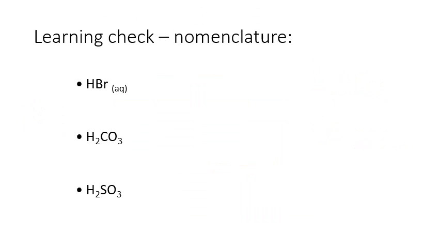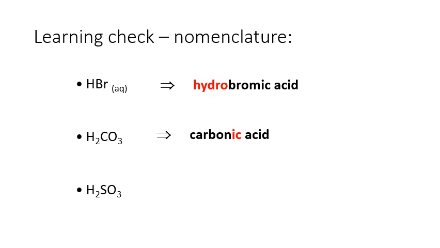Okay, so a quick learning check of that. So here are 3 different acids. Now try and name them. Okay, so the first one, it's 2 atoms, so it must be hydrobromic acid. Okay, the ic ending as well. There's 3 elements in the second one. It's going to be carbonic acid. Okay, the hydro's been dropped. We've got 3 elements in there. And here it's come from the sulfite, so it must be sulfurous acid.